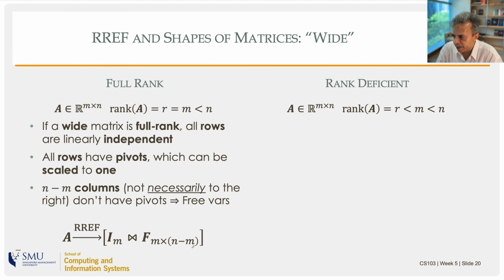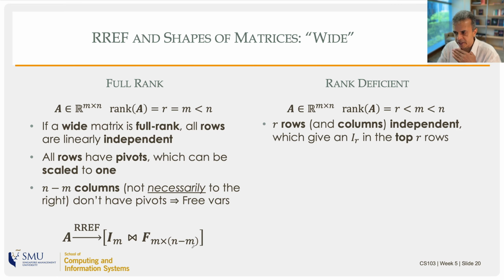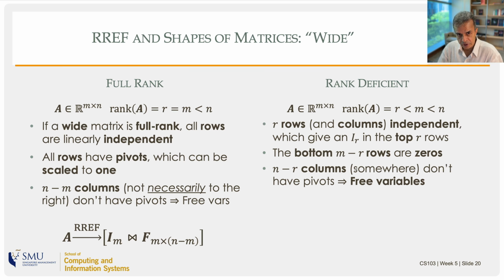Now, if it is actually rank deficient, that would mean that the rank is less than the number of rows. So there are some rows that are not linearly independent. They will become 0 rows near the bottom. So originally there were m rows. The rank was R, then that means m minus R rows are linearly dependent. They will become 0 rows and get pushed down to the bottom. The rest will have pivots.